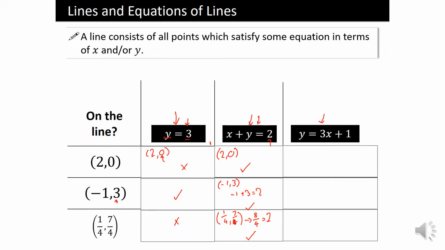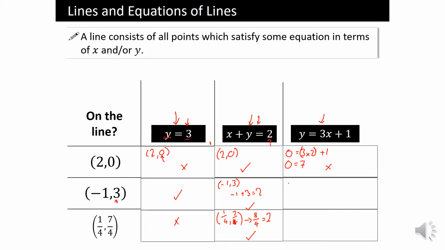Okay, and last one, so this is y equals 3x plus 1. So we're going to have to substitute in the x and the y and see if it works. So let's substitute in y equals 0 and x equals 2. So we've got 0 equals 3 times 2. I'll put that in brackets to make it clear we're doing that first. Plus 1. So we end up with 0 equals 7. Well, that's not true, so that one doesn't work. So that one would not be on the line because it doesn't follow the rule.